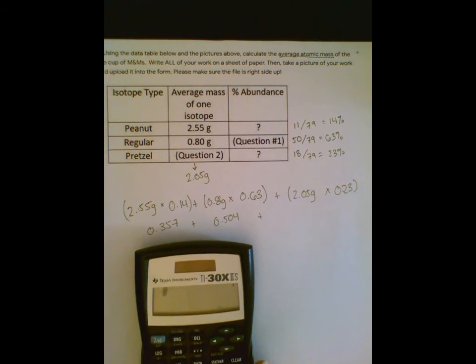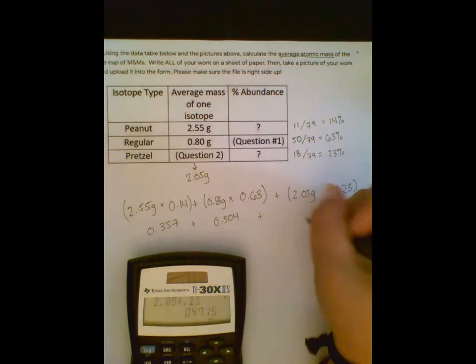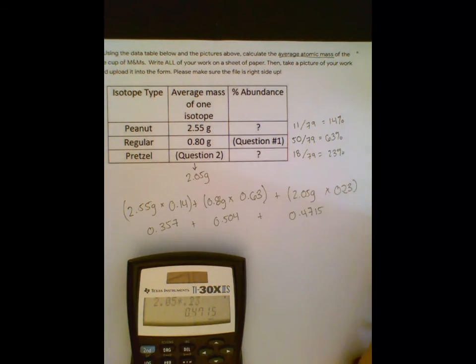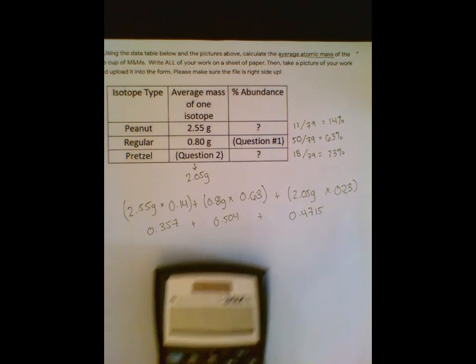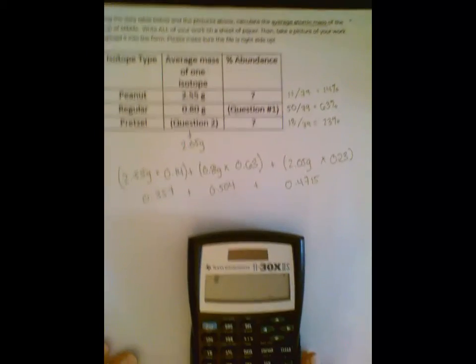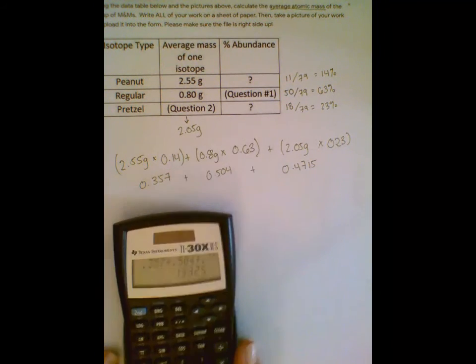For my third one, I have 2.05 times 0.23. I get 0.4715. Again, for any of these, if you wanted to round to the hundredth, you could do that. It makes the numbers a little bit easier to deal with. So my last step here is then to add these three together. So I got to move this here so we can see it, 0.357 plus 0.504 plus 0.4715.